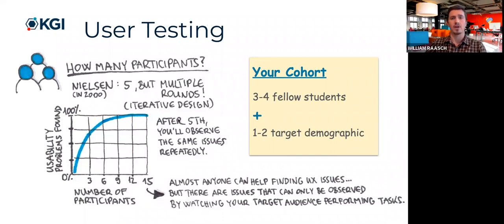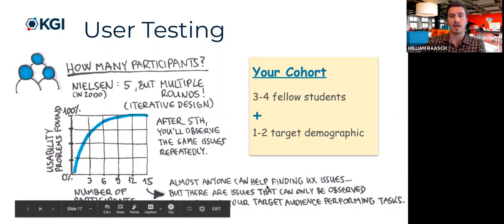So for your cohort on user testing, and this will be a few weeks down the road as you all are working in teams on your prototype, I'd like you to think about maybe 3 to 4 fellow students, and then 1 to 2, if possible, even more, of your target demographic. I realize that finding that demographic might be difficult, but if you can at least find 1 or 2 members, they can sometimes be the most helpful with uncovering some of the issues with your product, as well as some of the things that they like.